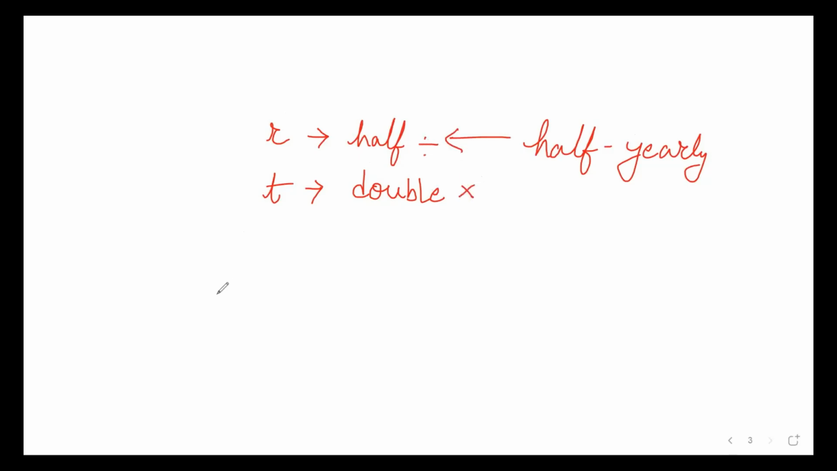So in the case of rate we divide, in the case of time we multiply by 2 because it's written half yearly. Okay, so let's take an example now. Suppose we are having principal as rupees 62,500. We are having rate as 8% per annum compounded half yearly.